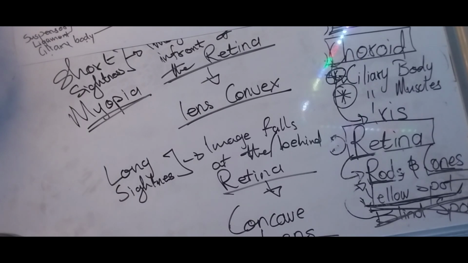So other diseases, we have cataract and astigmatism. Those you'll read on your own, and color blindness and all that, you'll read on your own. I'm going to talk about these ones that are more likely to be exempt.